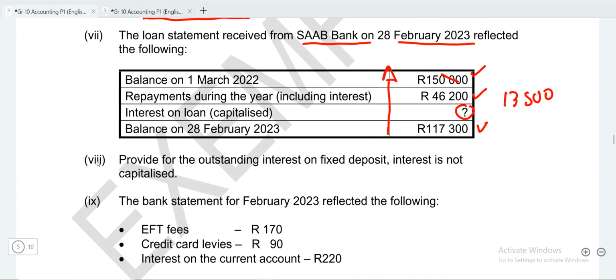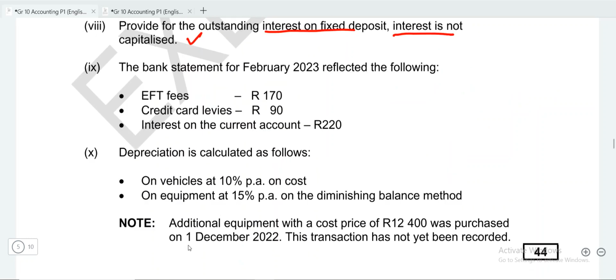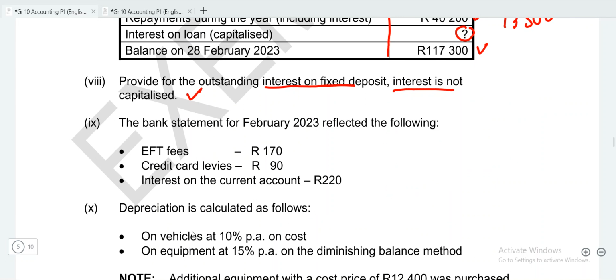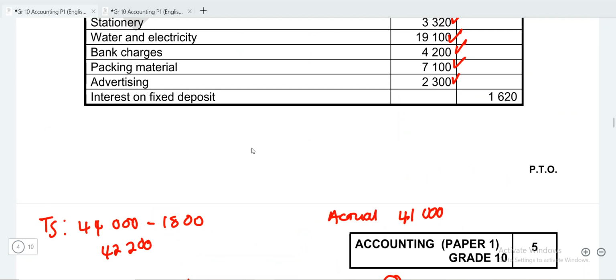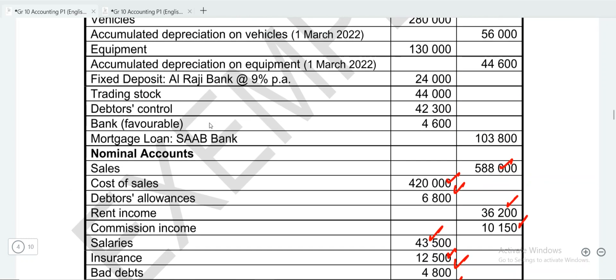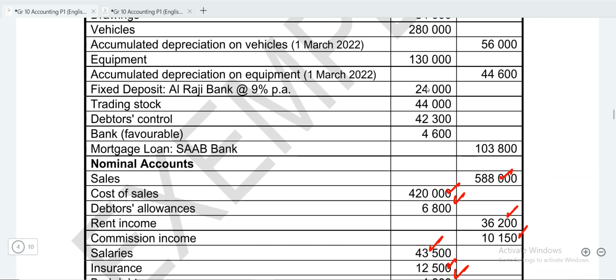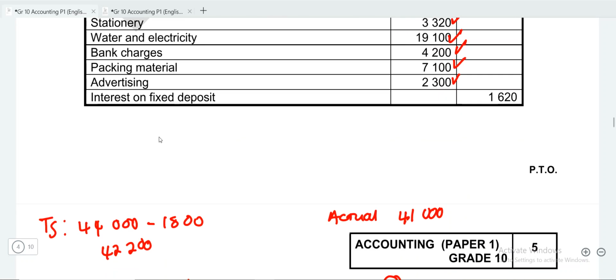Now the next one here says that provide for the outstanding interest on fixed deposit, and interest is not capitalized. When they say interest is not capitalized, they simply mean that the interest is not added on your loan. Okay, so now when we do this, we must make sure that we check what is our fixed deposit. So now our fixed deposit according to here, it's 24,000, right? And we are earning interest of 9%. So we're going to say 24,000 multiplied by 9 over 100, and then multiply by 12 over 12. We are going to check if it matches with this 1,620.